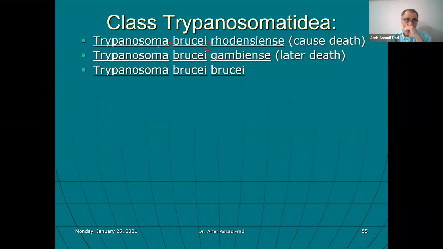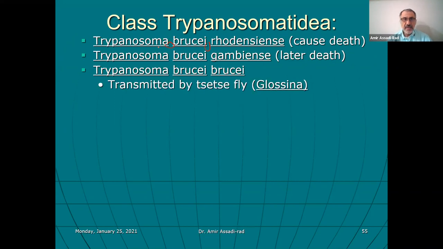It can be found in parts of the Middle East as well, in Asia and Africa. The Asian parts that I'm familiar with are in the Middle East. And then it is transmitted by the tsetse fly. The common name is tsetse fly, and the name of the genus is Glossina.